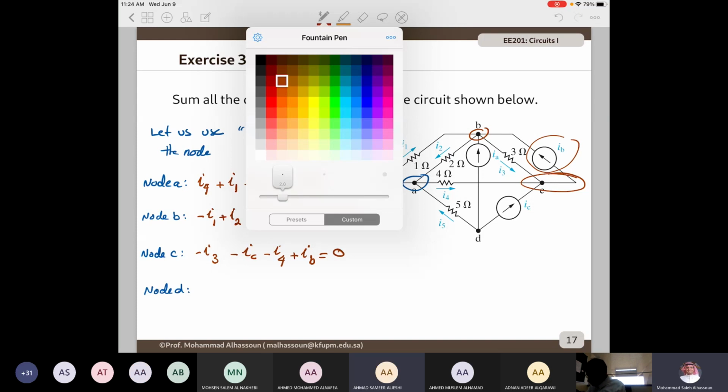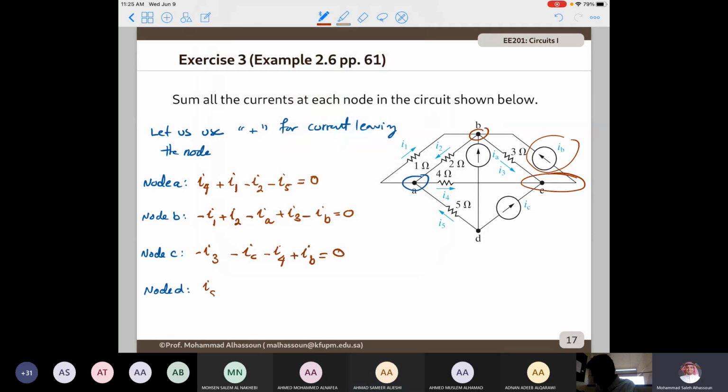Ahmed? I5 plus IC. Is IA connected to node D? IA is connected, yes, to node D. It is also positive, IA. Okay, very good. Excellent. We saw here how to apply KCL. This is a direct application of KCL.